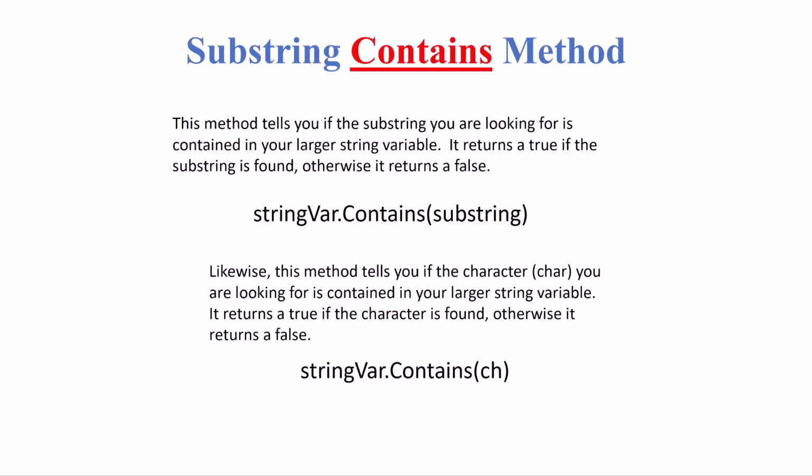Take a look. We're going to look at the first of the substring methods, and this is the contains method. Basically, it'll find anything that's contained in a text if you search for it. As you can see on the screen, this method tells you if the substring you're looking for is contained in your larger string variable. It returns a true if the substring is found, otherwise it returns a false. And the format is string var dot contains, and then you put the substring that you're using to search for inside the parentheses. You can also do it with the character on the bottom, as you can see down below.